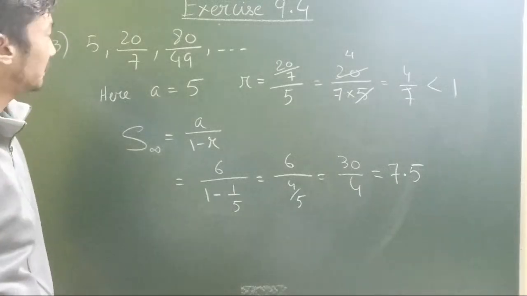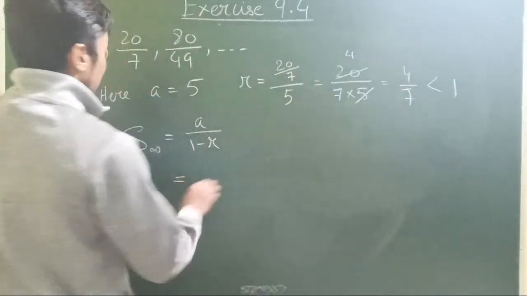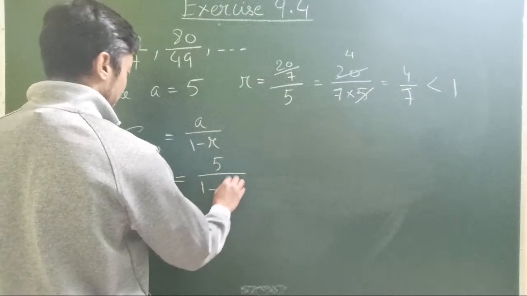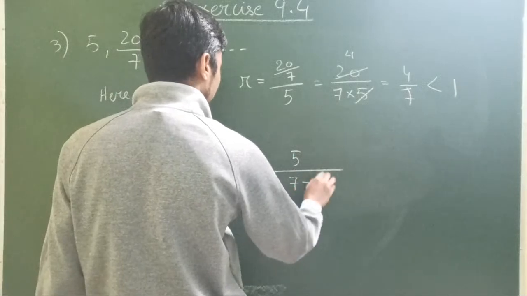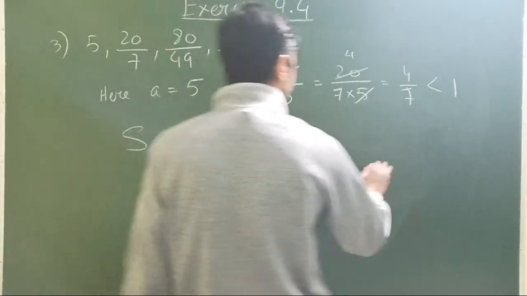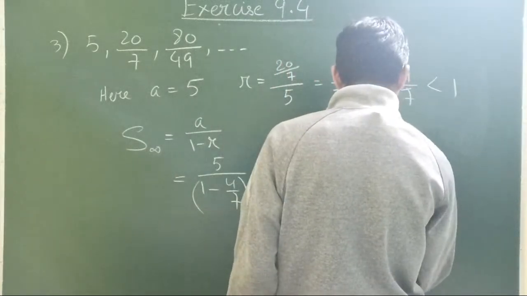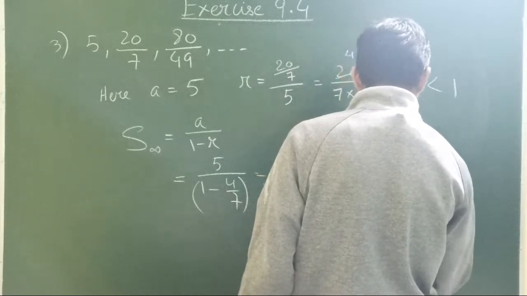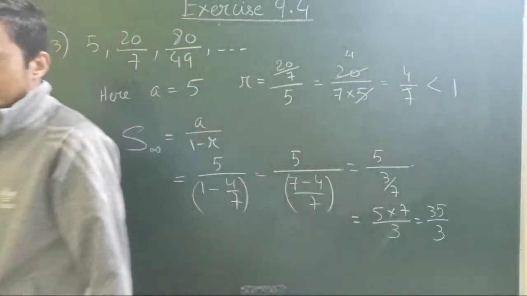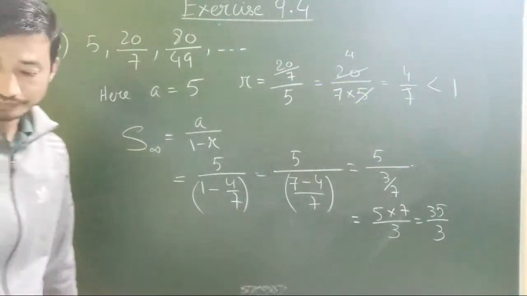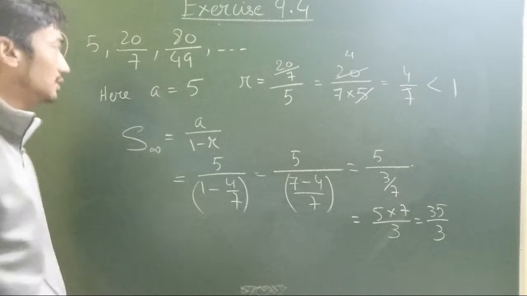So again, the sum to infinite terms of this geometric progression will be: first term A is 5, common ratio 4 by 7. So that's like 5 by 7 minus 4, LCM is 7. That's like 5 by 3 upon 7. So it's 5 into 7 by 3. So 35 by 3. That's it. That's the solution to that.